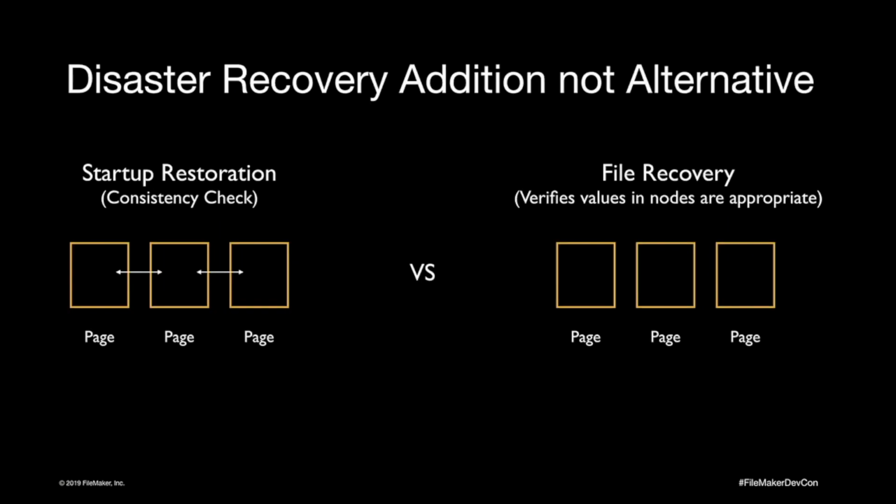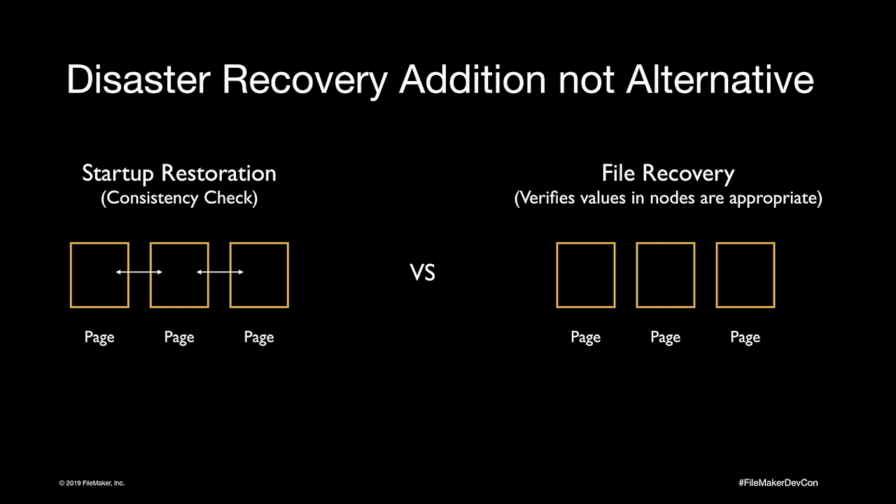Now, there is a reason why this is called startup restoration and not startup recovery. Essentially, what's happening with the startup restoration is that it's going to perform a consistency check. You remember those pages that Murali introduced to us in that B tree. The consistency check just takes a look at the pages, makes sure that they're linked appropriately, they're in order, and then we come in and fill the gaps where needed. Unlike the file recovery process, which actually looks into those pages and makes sure that the values in there are appropriate. So those are two wildly different things.